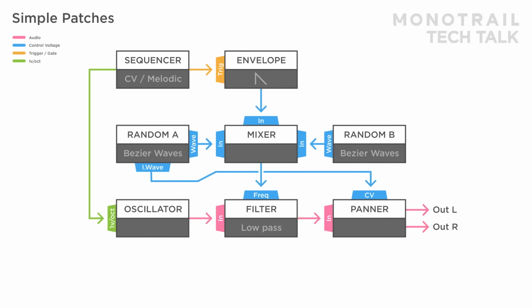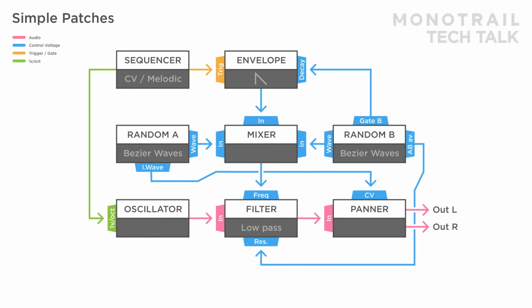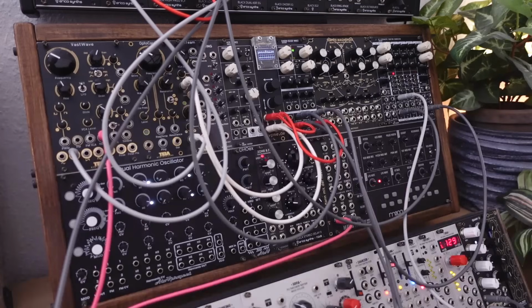With all the available outputs, you can easily add more movement to a patch. For example, here the gate output of B is used to modulate the decay of the envelope. And the AB average output is used to modulate the filter resonance.